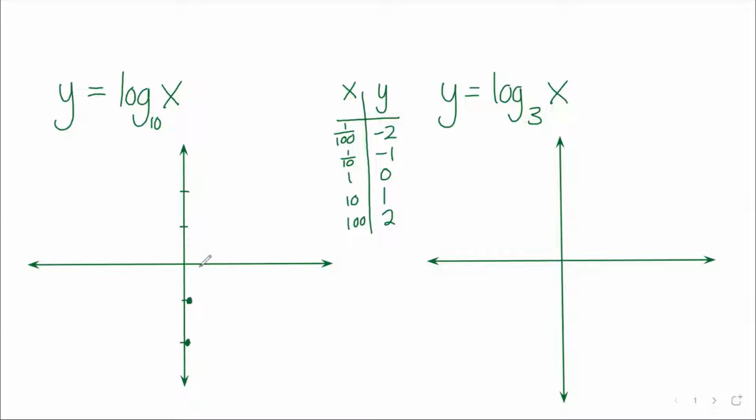When x is 1, y is 0. When x is 10, I'm not going to go too far over, and then I'll go sort of as far over as I can here. So a little bit off scale, but we've got the general idea that the graph is going to start over by the y-axis, and look something like this.